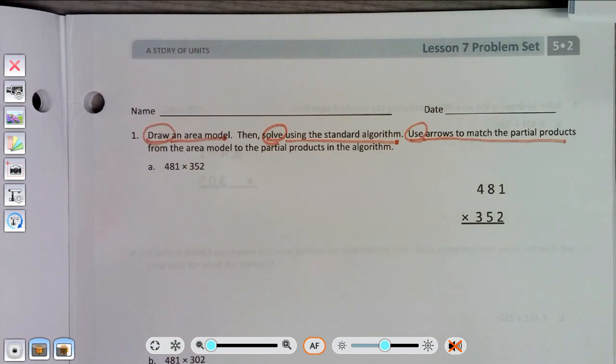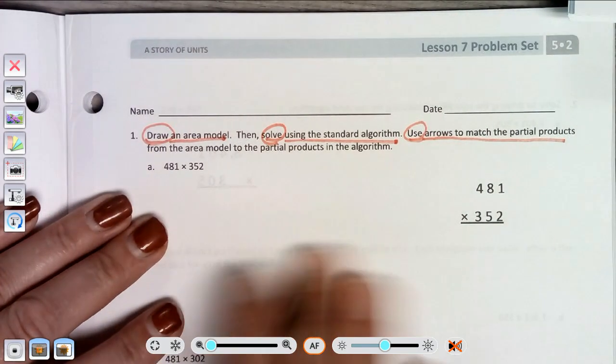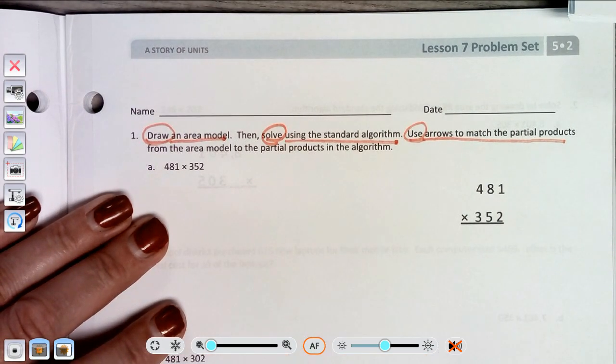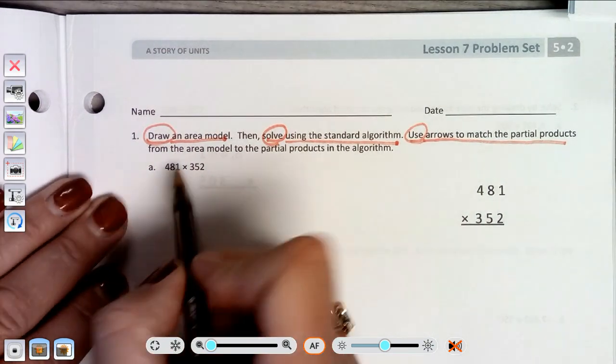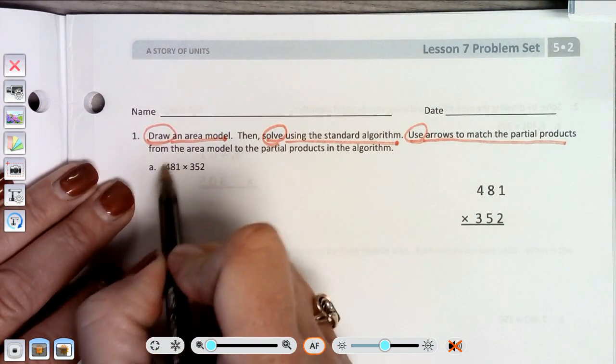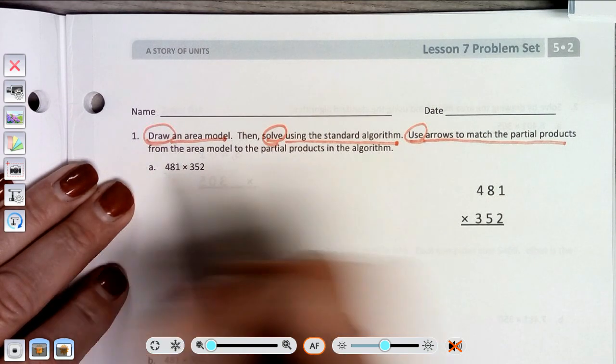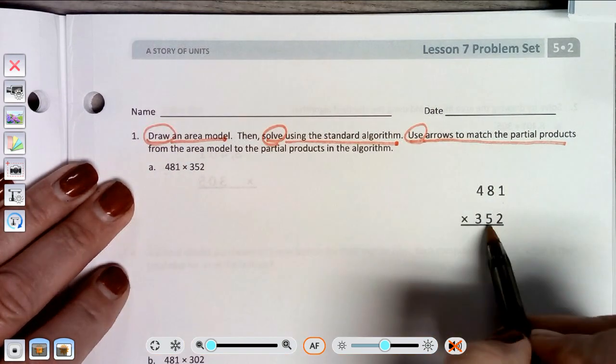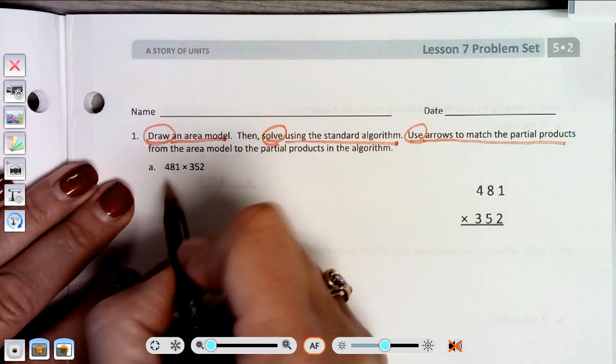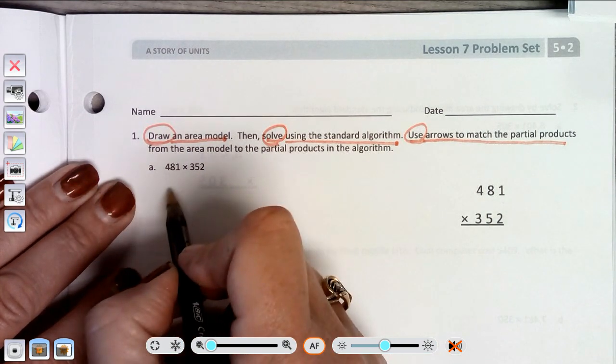Today, we're going to connect the area model to the standard algorithm with partial products. Something I need you to understand is that the first number is always the top number. Do you see how the first number is the top number? The second number is the bottom number. That's the same when you're making your area model.